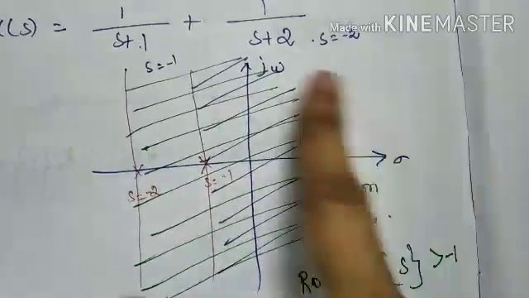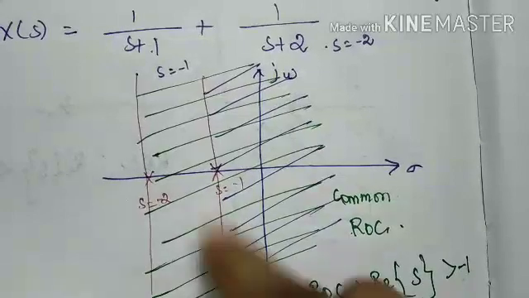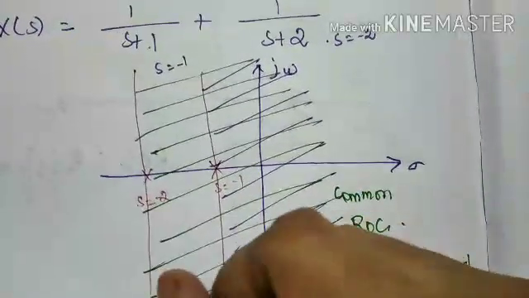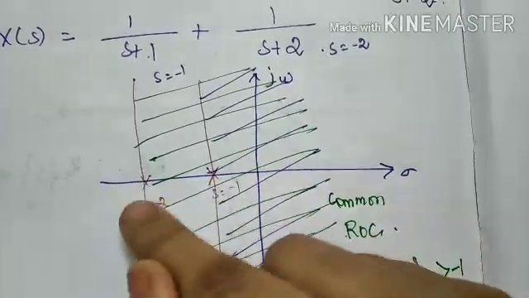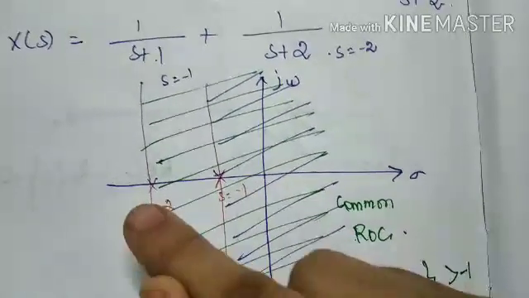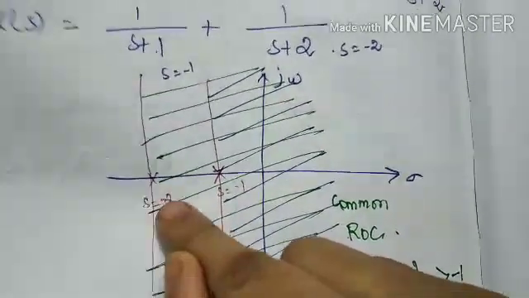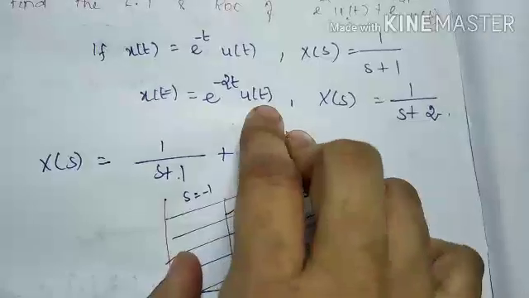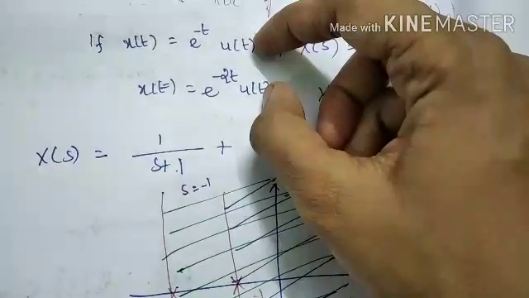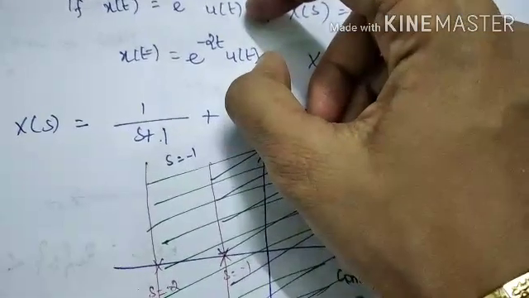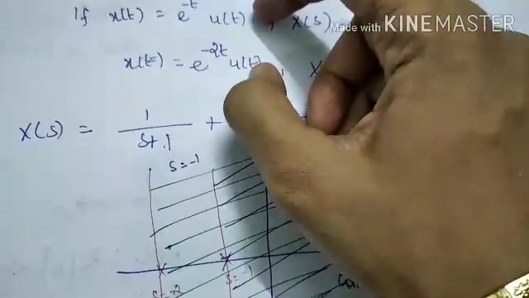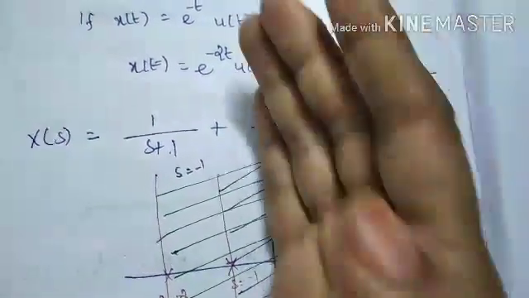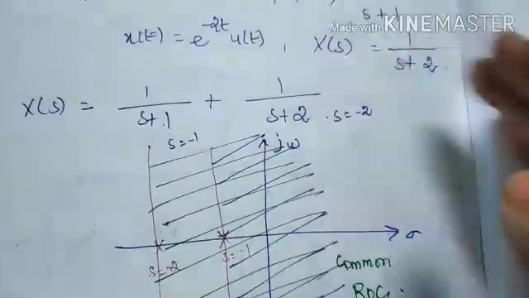this is the sigma j omega axis, that is the real imaginary axis of the s domain. Okay, now I plotted the two poles. s is equal to minus 1, s is equal to minus 2. See, for those two, u of t, u of t, these two signals are right sided signals. So we just plot the region of convergence to the right side of these two poles.